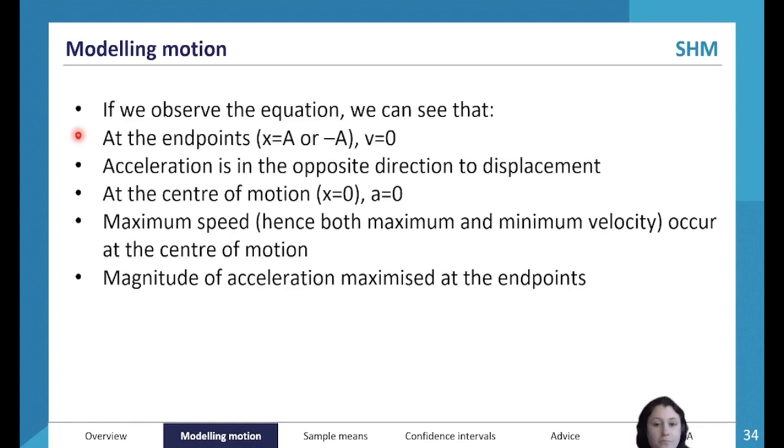Alright? So, these things, it's really important for you to remember, because a lot of questions on exams will ask you, when does the maximum acceleration occur? When does the minimum velocity occur? Yada, yada, yada. Alright? Okay.